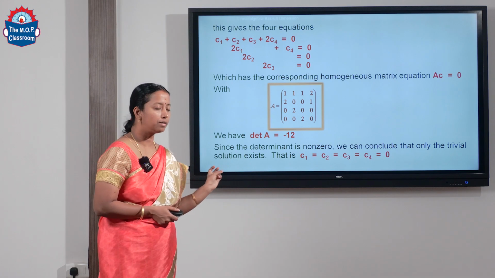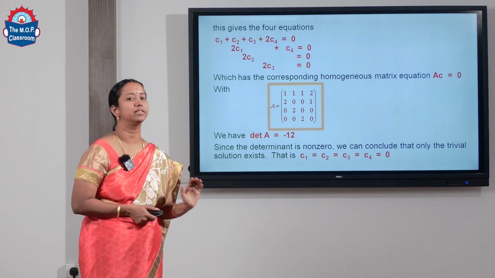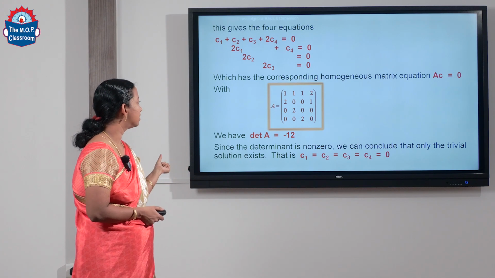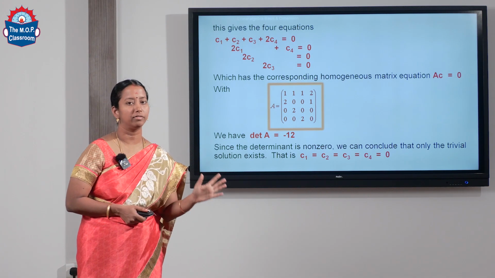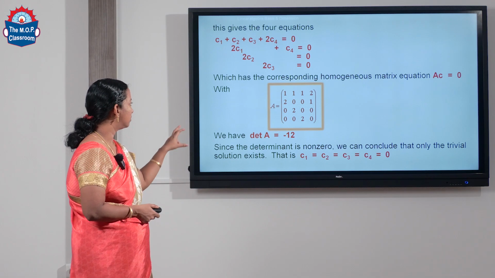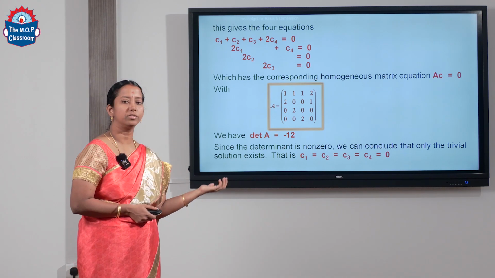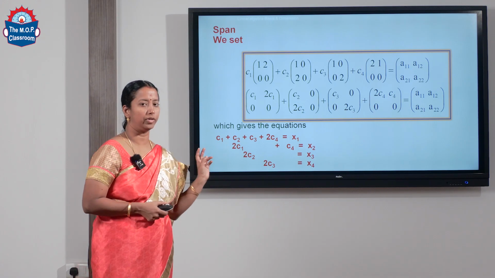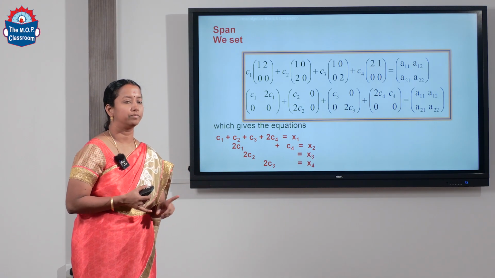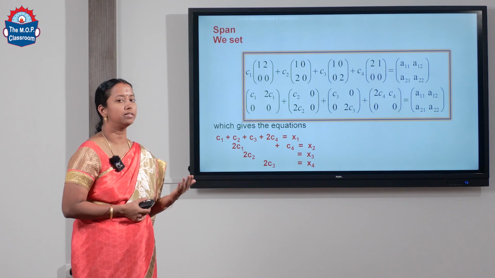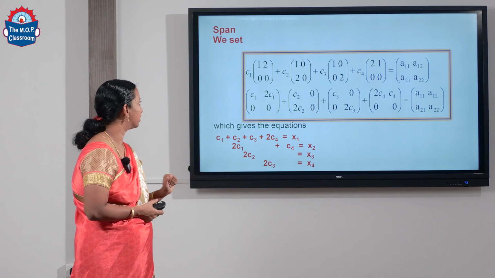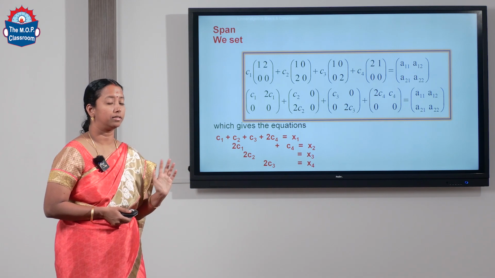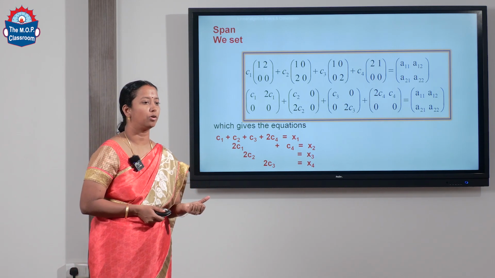If the determinant is non-zero, it is clearly known that the vectors are linearly independent, that is, only the trivial solution exists. Therefore C1 equal to C2 equal to C3 equal to C4 equal to 0. Next we have to find the span. We have seen linear independence, next we find the span of the vectors. The span of a vector is what? We write it in the form of linear combinations.